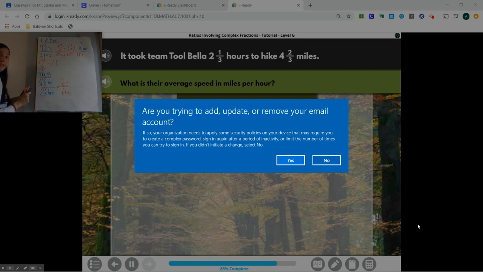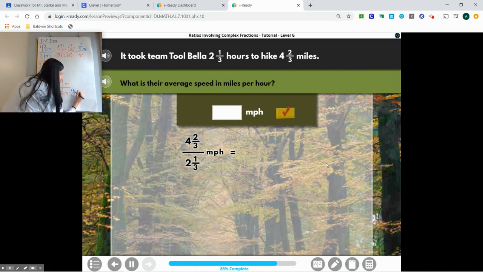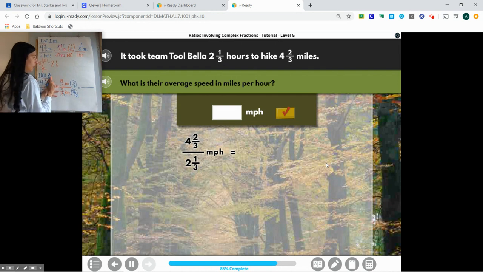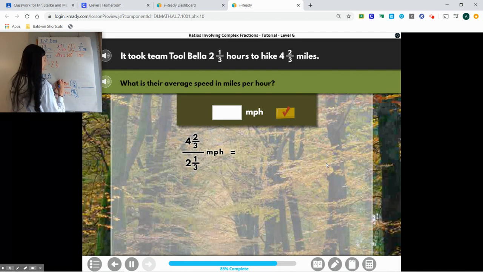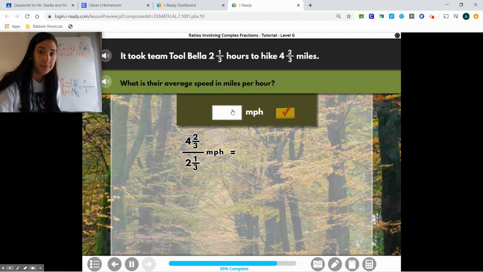Now, we want to multiply times the reciprocal, so times 3 over 7. And we're going to get our answer. Let's see if we can cross-reduce anything. 3 divided by 3, 1. 3 divided by 3, 1. 7 divided by 7, 1. 14 divided by 7, 2. Multiply straight across. 2 times 1 is 2. 1 times 1, 1. So we can leave it like that, and we know that we have a 1 in our denominator. So the Toolbellas are going 2 miles per hour.